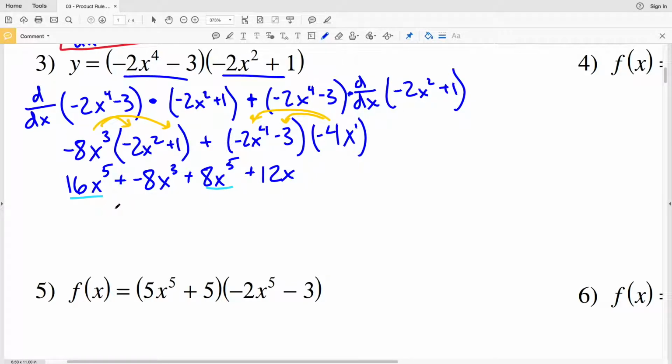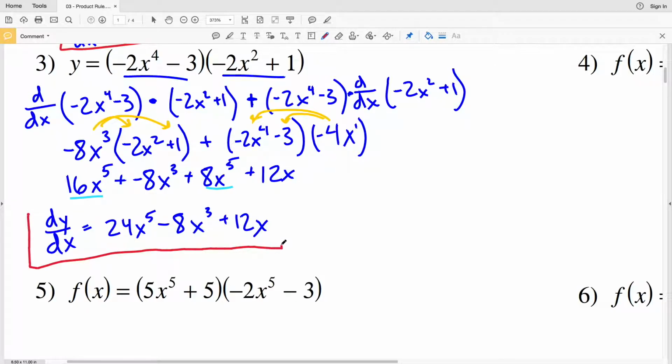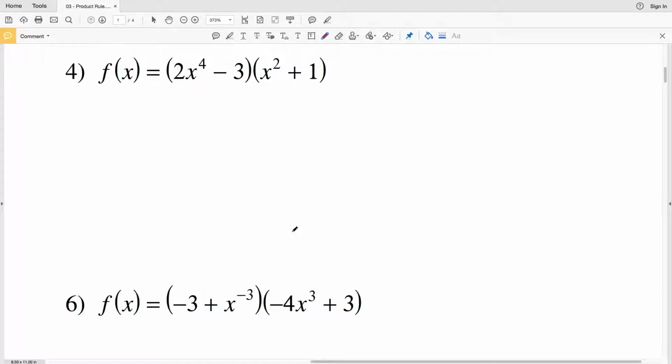16 plus 8 is a positive 24. So my derivative of y with respect to x equals 16 plus 8, 24, x to the 5th, minus 8x cubed plus 12x. And that's my solution in number 3. 24x to the 5th minus 8x cubed plus 12x. Let's move on to number 4.